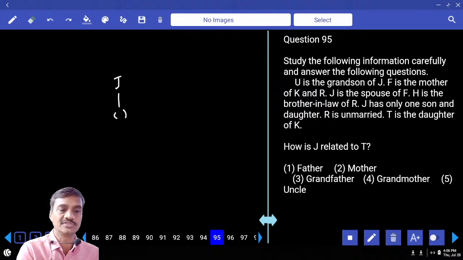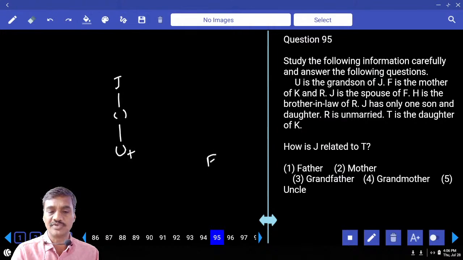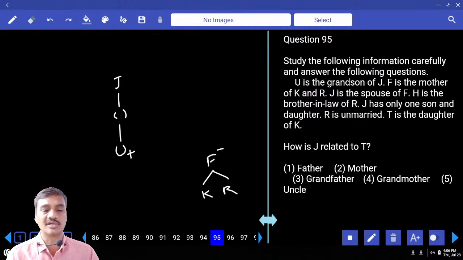Now U is the grandson. That means J's son or daughter's son is U. And F is the mother of both K and R. Now this F is the mother of these 2 persons, K and R. How this F, K and R are related to J and U is as of now not given. Hence we are representing this one separately.